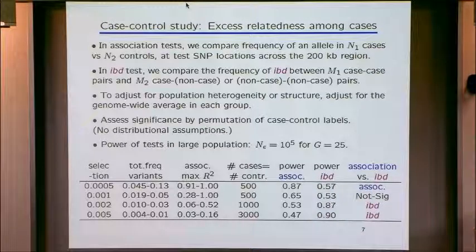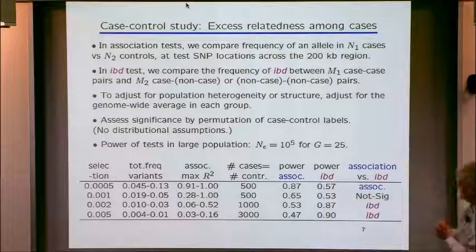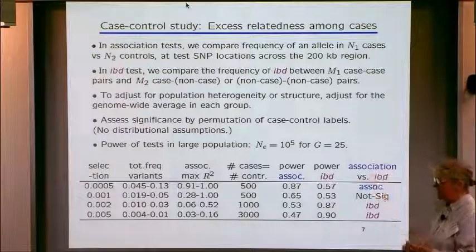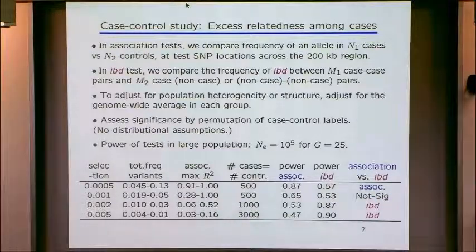In any real study, of course, there tends to be a difference in relatedness between your cases and your controls, basically due to population heterogeneity. And so we adjusted for that by adjusting for the genome-wide average in the group, and then we did permutation testing to give us our significance. So we did the standard things.